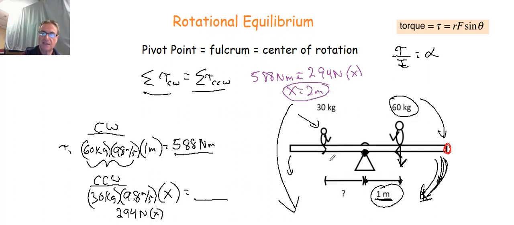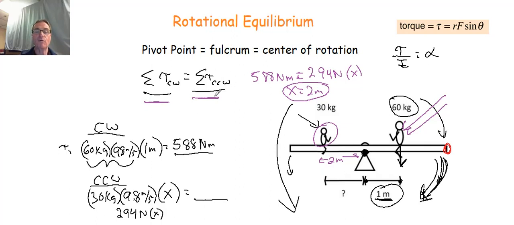So this person has to sit exactly twice as far away as this person, because the 60 kilogram person has double the mass that the person on the left has. Okay, so this is rotational equilibrium. Again, to analyze how we do this, if I want rotational equilibrium, the torques in the clockwise direction have to equal the torques in the counterclockwise direction, the sum of them.